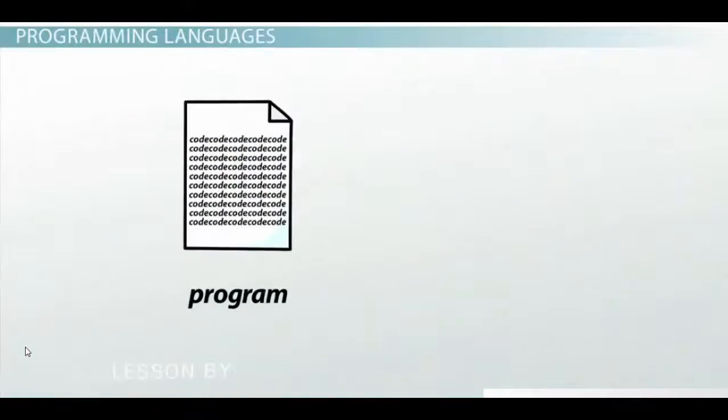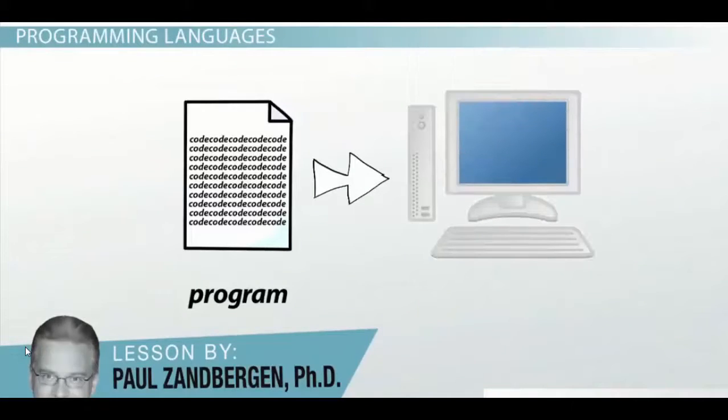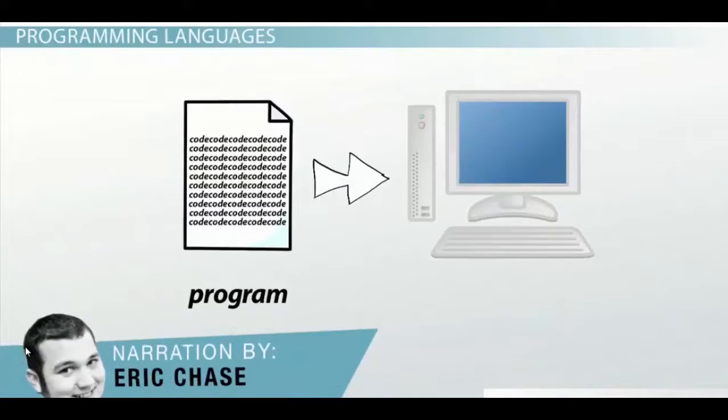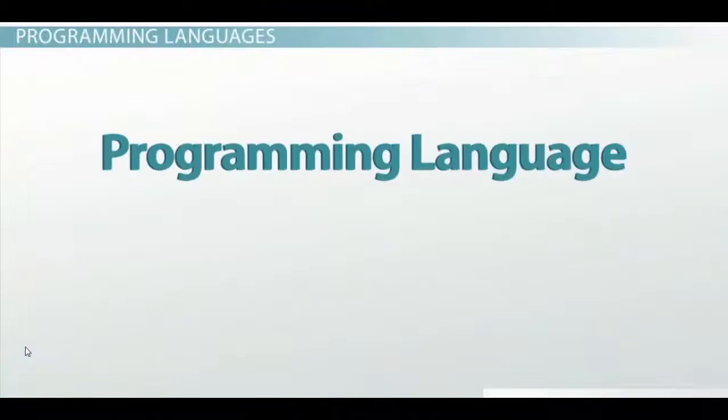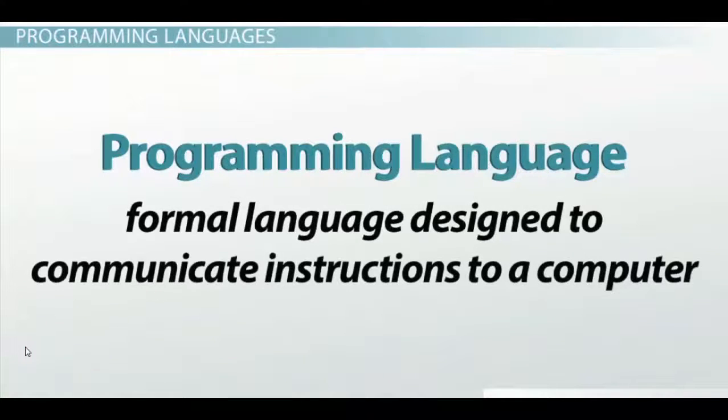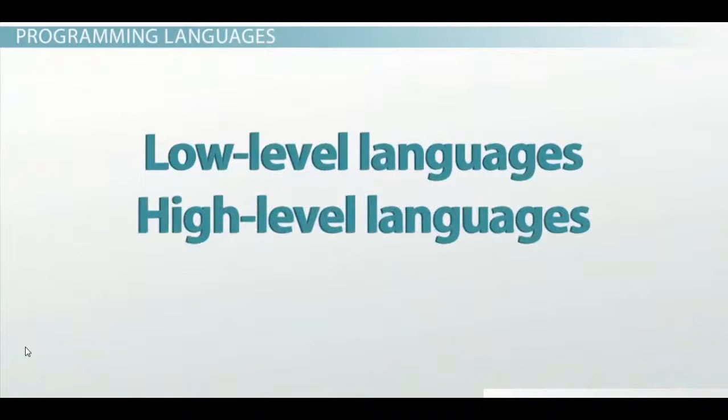A program is a set of instructions that tells a computer what to do in order to come up with a solution to a particular problem. Programs are written using a programming language. A programming language is a formal language designed to communicate instructions to a computer. There are two major types of programming languages: low-level languages and high-level languages.